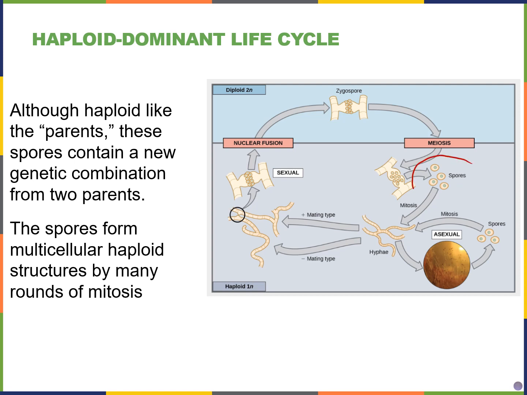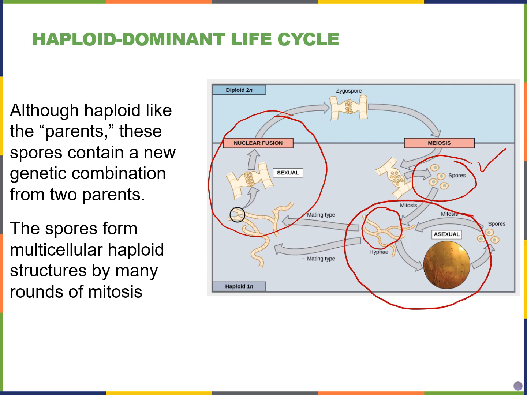Although these haploid spores are like the parent cells that they came from, they're actually genetically different because of the new genetic combination that was created when the zygote was formed. So remember, in meiosis, we have that crossing over, the independent assortment, etc. These spores will eventually form a multicellular haploid structure, and that happens through many rounds of mitosis.